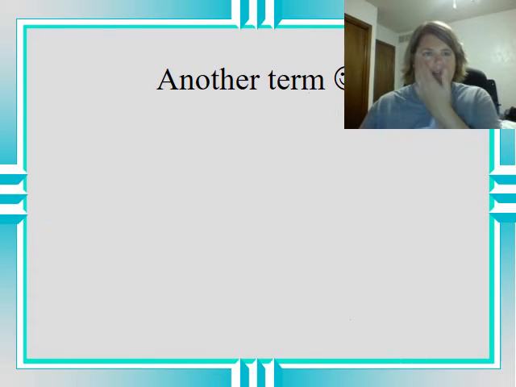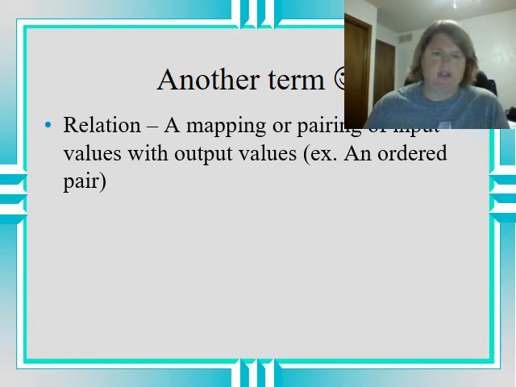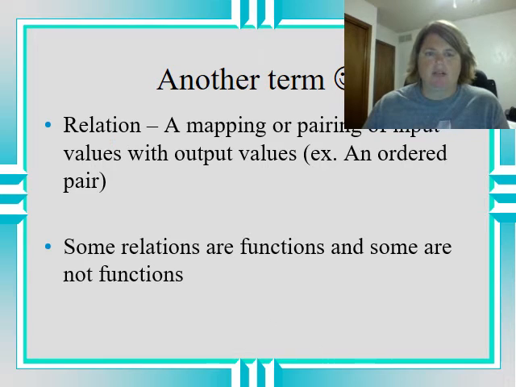Let's look at another term. This is a relation. You don't need to write this one down. A relation is a mapping or pairing of input values with output values, such as an ordered pair. That's one way to write a relation. Another way is using a table or an actual mapping drawing. Some relations are functions and some are not functions. Again, you don't need to write that down. Just know that some relations are functions and some are not, but all functions are relations.